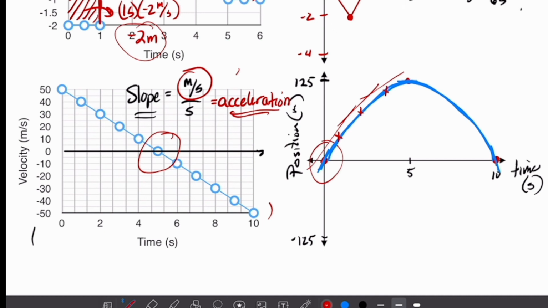So when it made it to that point where it stopped, it was still accelerating. That's what got it started again. It's not like it stopped for a long period of time, did it? It instantaneously stopped and started moving again in the other direction.